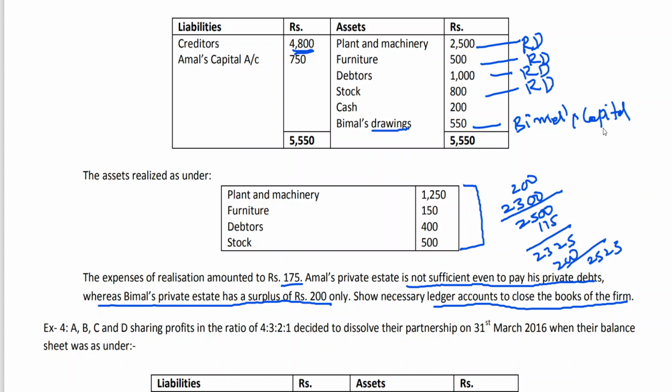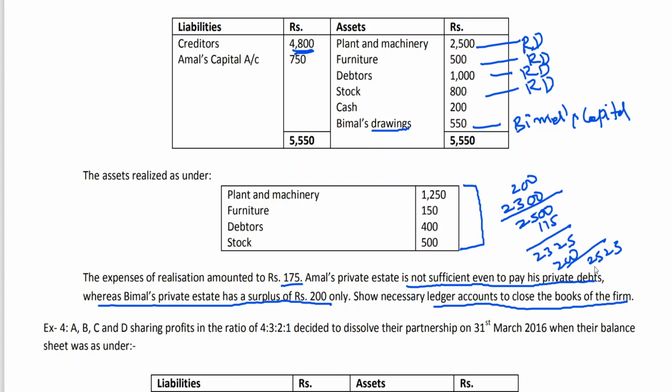It is indirectly saying that Bimal's capital is nil. In fact, drawings is dominating, meaning Bimal's drawings debit balance is nothing but Bimal's capital debit balance, because Bimal's drawings account you can close by transferring to Bimal's capital, opening Bimal's capital. Now, please remember, whenever you get a hint like this, you cross check the total of assets realized, including cash balance, minus expenses, then you compare with the outside liabilities. If the amount is insufficient, then you add the surplus from private assets brought in by the partners. Then you cross check.